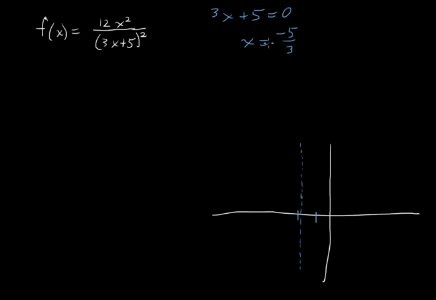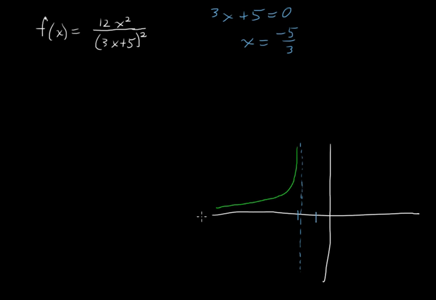Now you can plot a few points. You can plug in some values for x, maybe negative 2 and then negative 5 and so on, to see what this graph looks like, and you'll find that it looks like this. It shoots way up as you get really close to negative 5 thirds, and as you go farther to the left it just goes lower and lower. Okay, this is a rough sketch, of course.